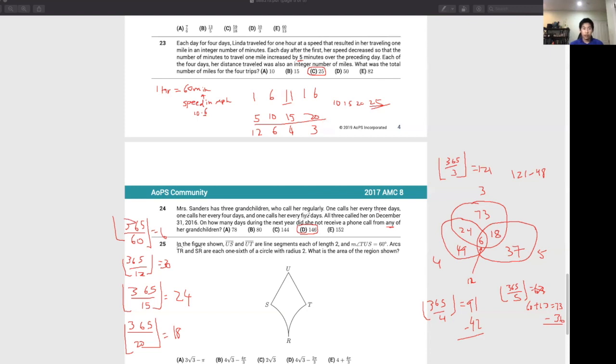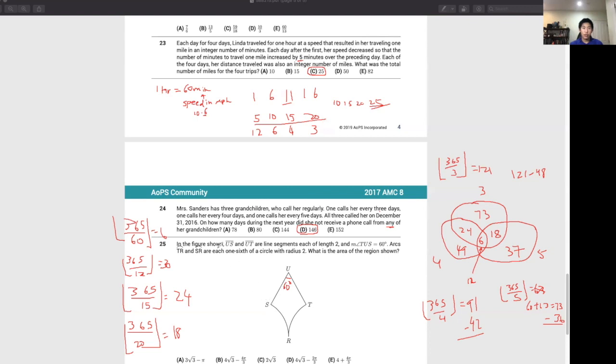Okay, on to our last problem. In the figure shown, US and UT are line segments, each of length 2, and we know that angle TUS is equal to 60 degrees. Arcs TR and SR are each 1/6 of a circle with radius 2. We want the area of the region shown.